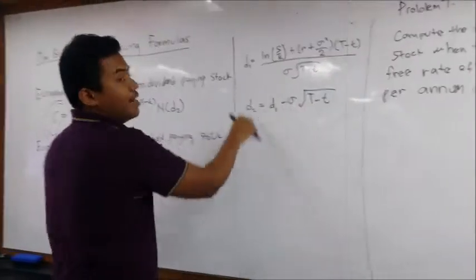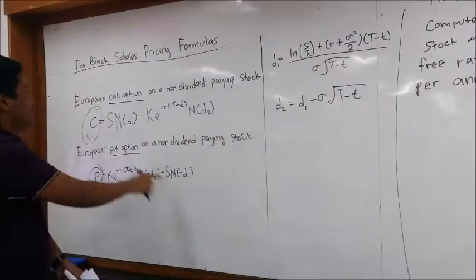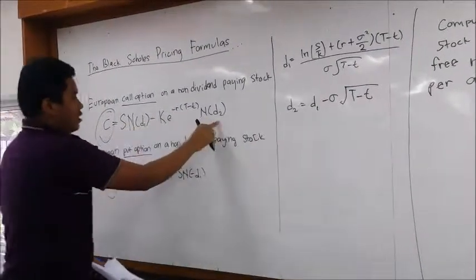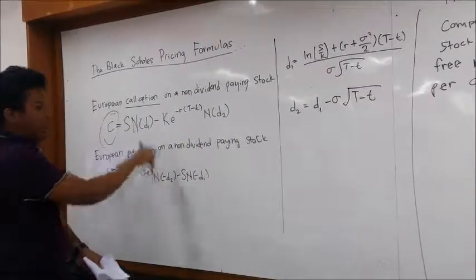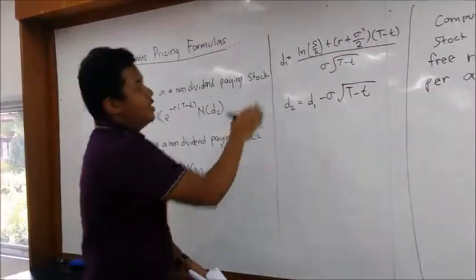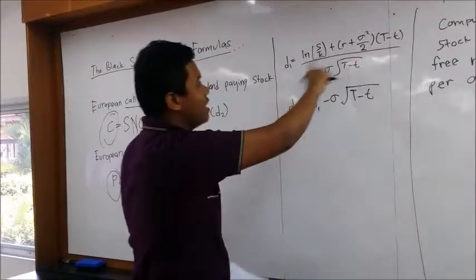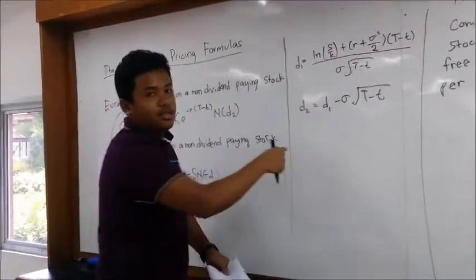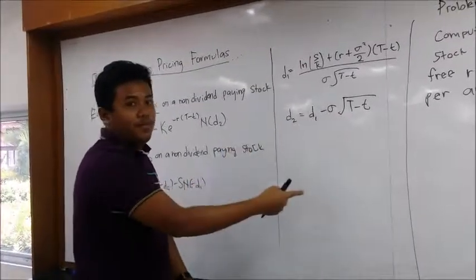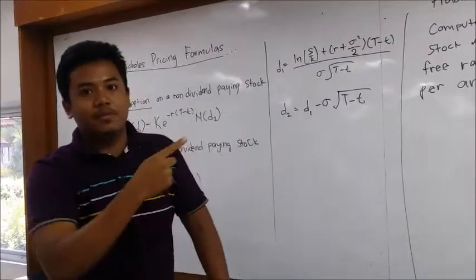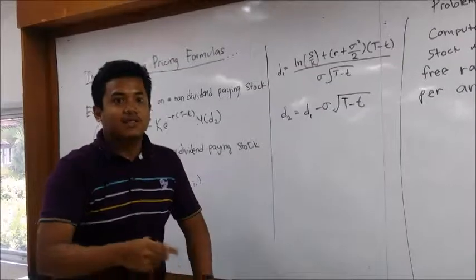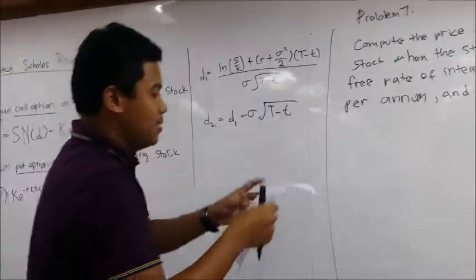Continuing to the next one, we have the d1 and d2 that you have seen here in the formula. d1 is defined as ln of S over K plus this term. This formula will also be explained by my friend when solving problem 8, which is the derivation. So we move to problem 7.